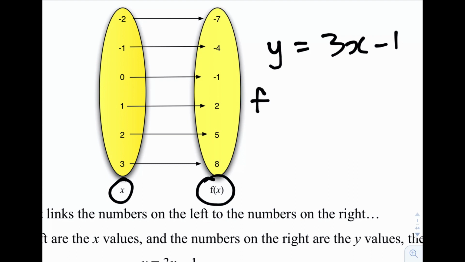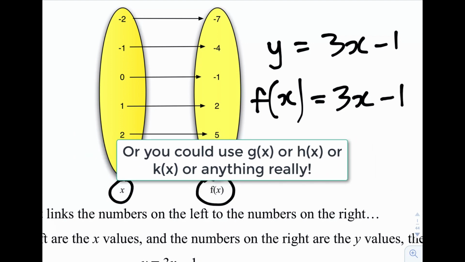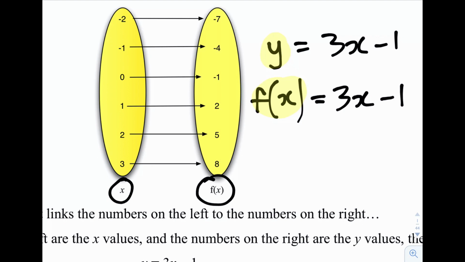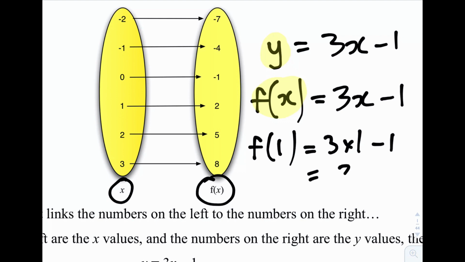Now we use a special notation for functions. We use f of x instead of y. It really is the same thing. So this f of x is just replacing y. So when you think of a graph, the y-axis is just the f of x axis, and there's a few reasons why we do it this way. Instead of saying what is the y value when x equals 1, we say what's f of 1. Now that was a lot quicker, wasn't it? Saying f of 1 than saying what is the y value when x equals 1. So f of 1 is just 3 times 1 minus 1, which is 2. So that's this bit here, what f of 1 is.